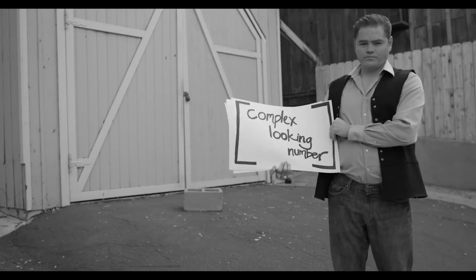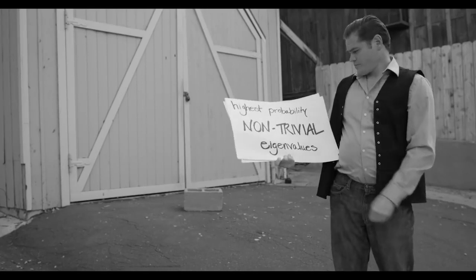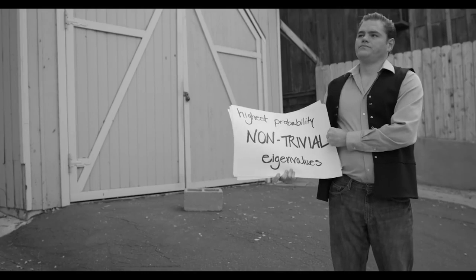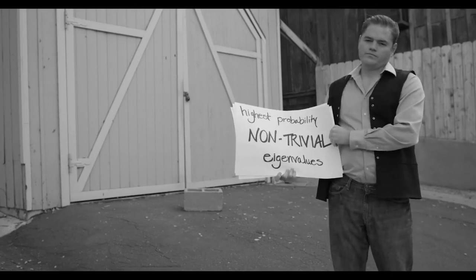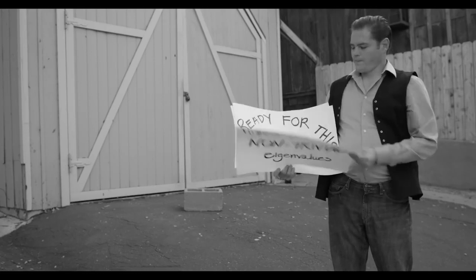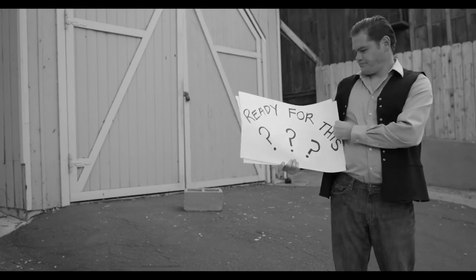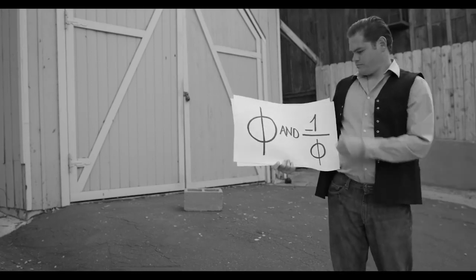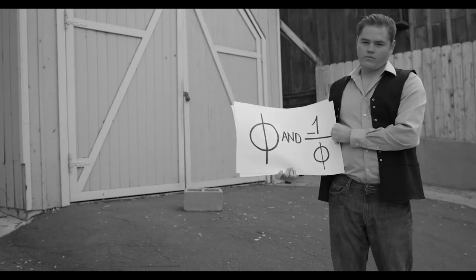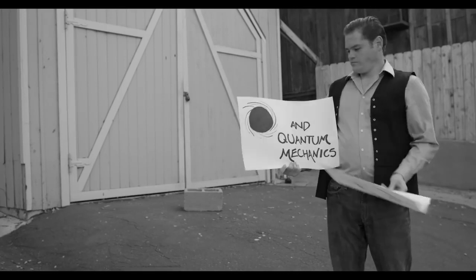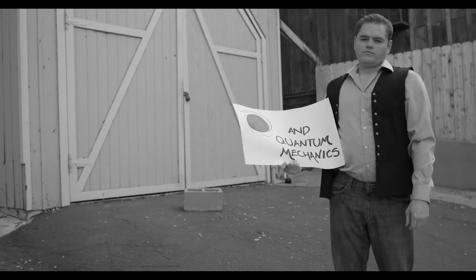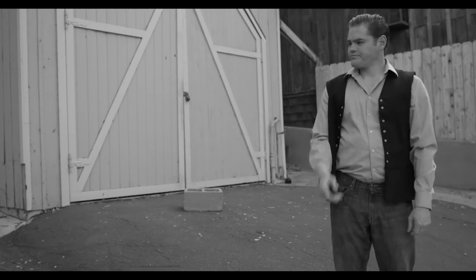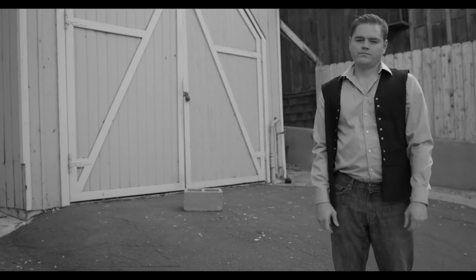So, here's the interesting part. The highest probability non-trivial eigenvalues that show up in binary matrices are, ready for this, the golden ratio and -1 over the golden ratio. So we now see a deep link between black holes and quantum mechanics because the golden ratio appears deeply in both black hole physics and in quantum mechanics.